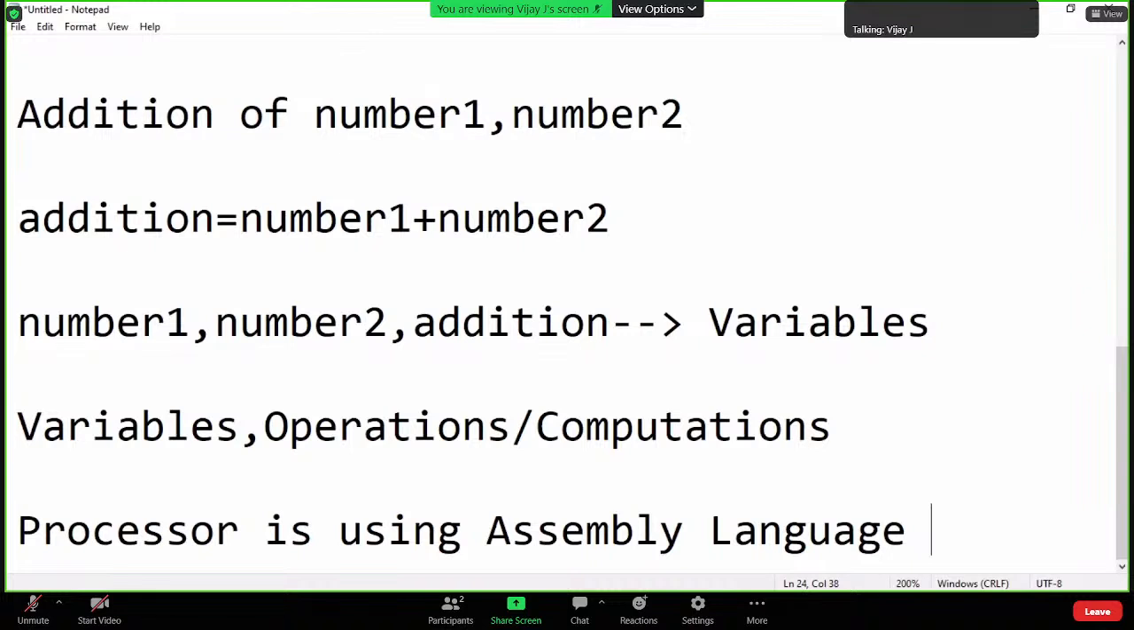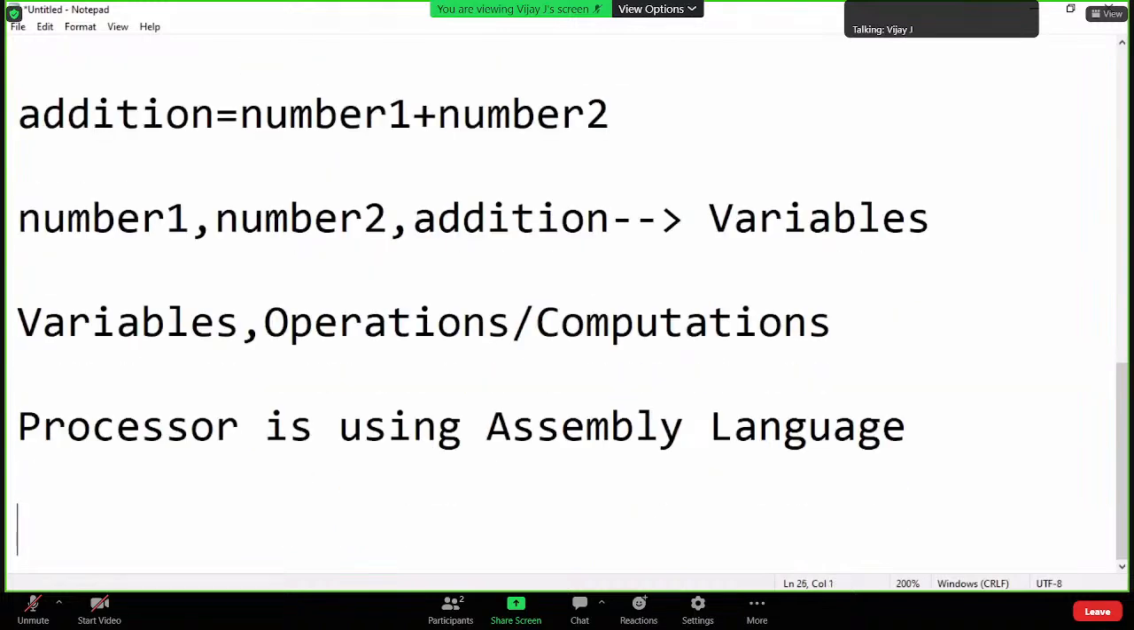Clear? So we can observe that the processor, it may be an Intel processor. We have so many processors available in the market, like Intel processor, Celeron processor, etc. But what is the processor using? The processor is using assembly language.